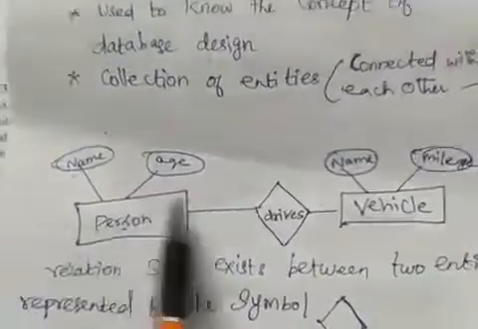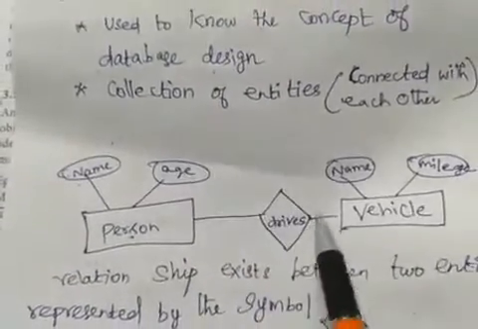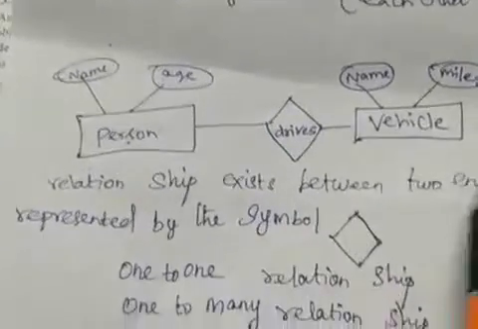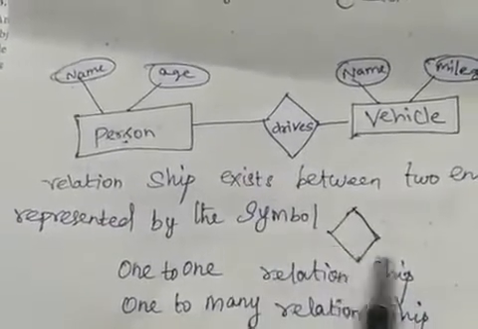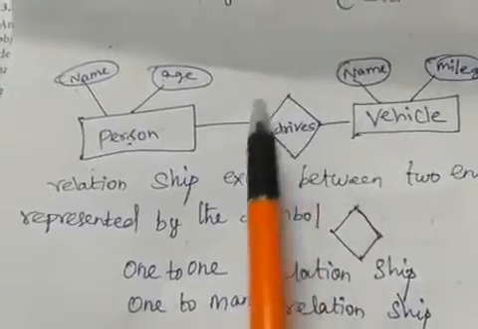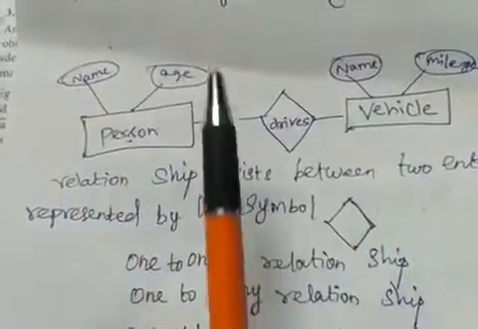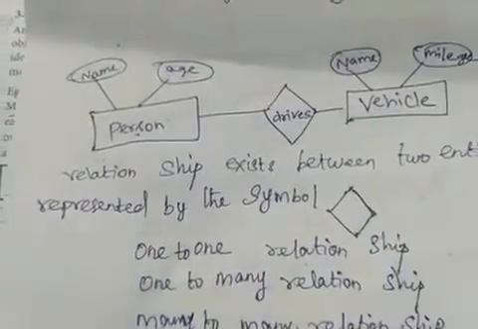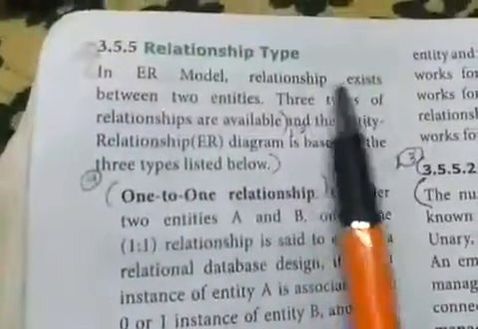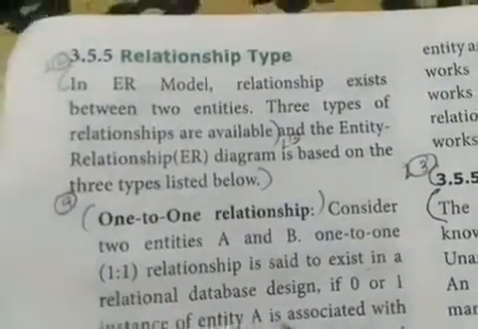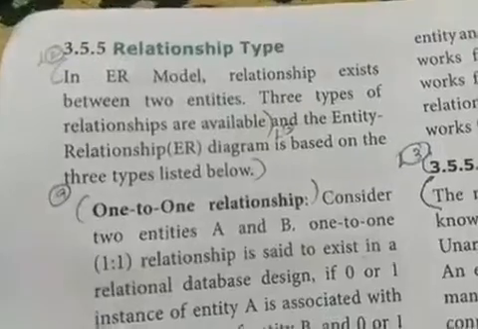Here a person drives a vehicle. Here, drives is the relationship. The relationship that exists between two entities is represented by the rhombus symbol. Within the rhombus symbol we can easily define what the relationship between these two entities is. There are a number of types of relationship, and in our book a definition is given about relationship. In the ER model, the relationship exists between two entities, and there are multiple types of relationship. It is better explained in the 12th CS book.